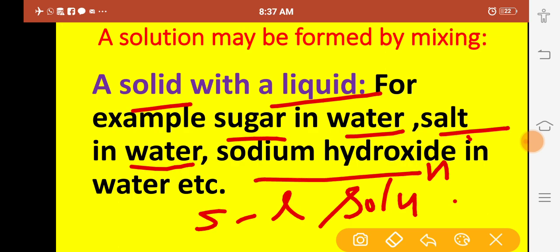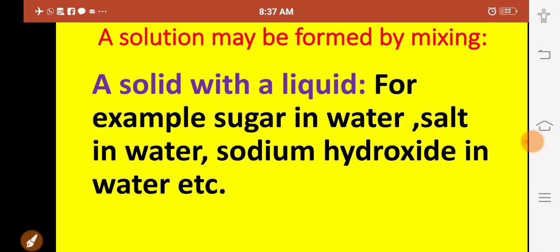Sodium hydroxide. Actually, in the laboratory you get the aqueous solution of sodium hydroxide. But dear students, if you ask your teacher or the lab assistant, they will show you solid sodium hydroxide. So that is the solid form, and water is in liquid form. So which kind of solution is it? It is an example of a solid-liquid solution.